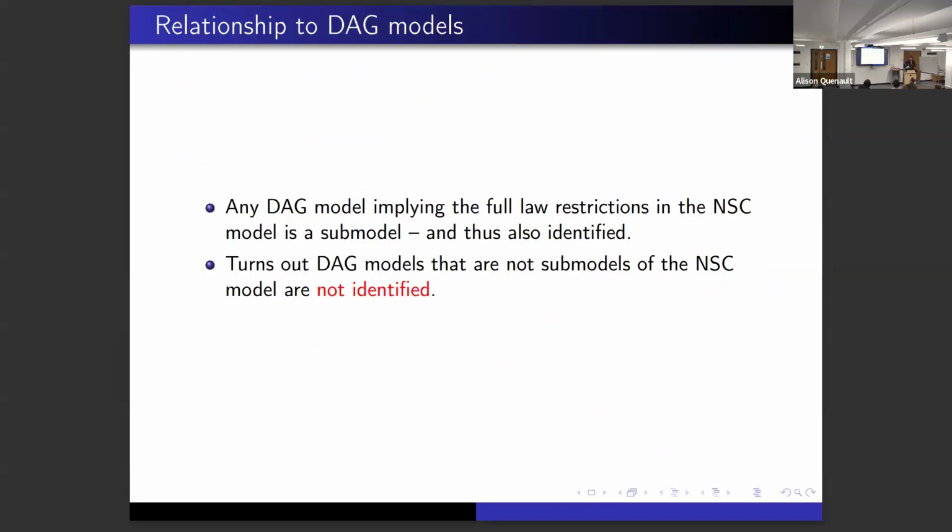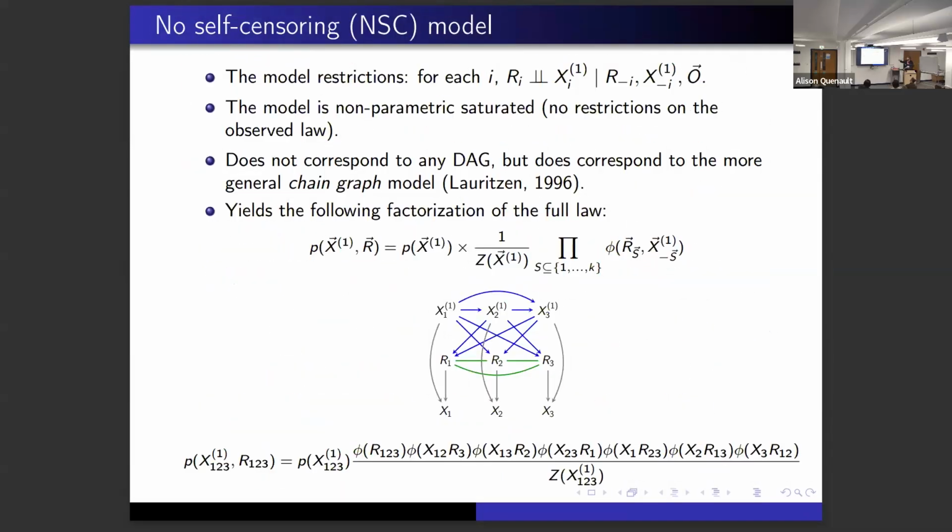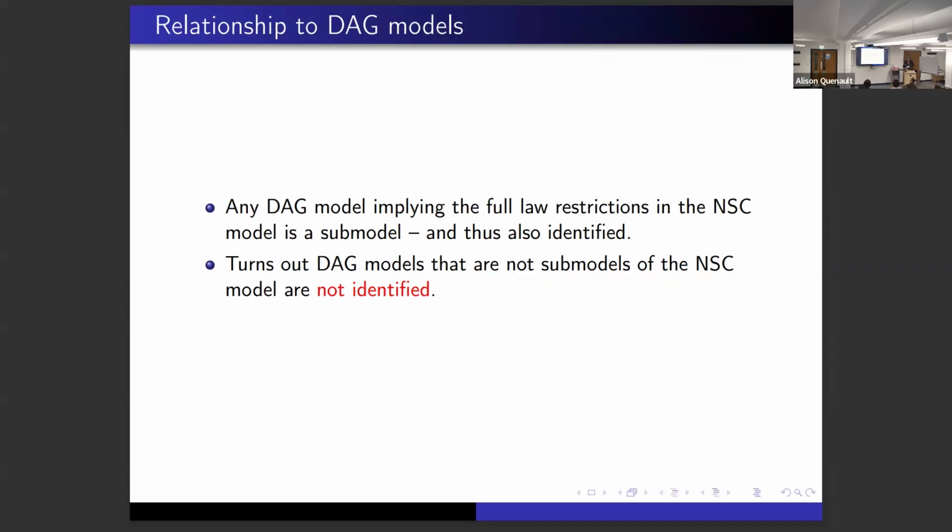And so why am I talking about this weird model? Because any DAG model that implies the restrictions in the no self-censoring model is a submodel by definition. And just as a reminder, the restrictions are the first line there. So any DAG that satisfies those will be in this model and therefore will be identified. And actually, any DAG that doesn't satisfy those is not identified, it turns out.